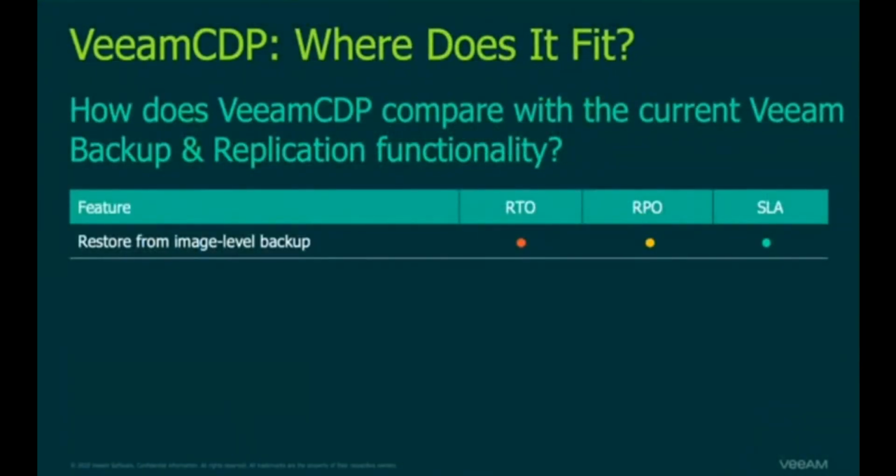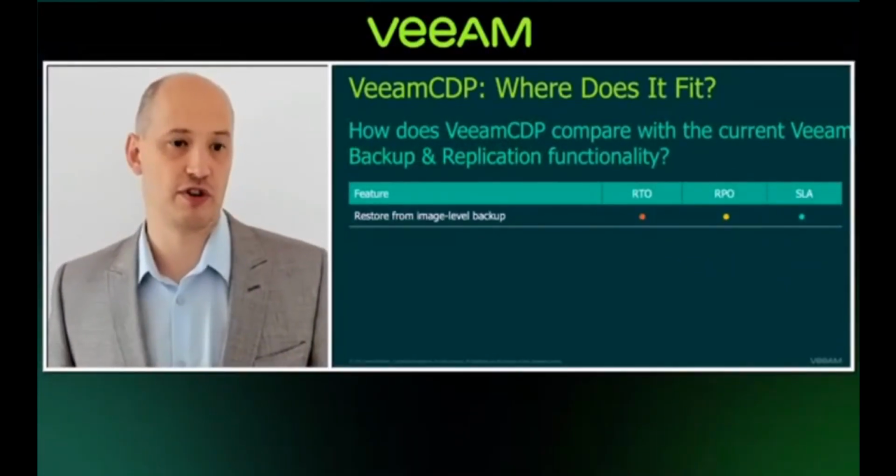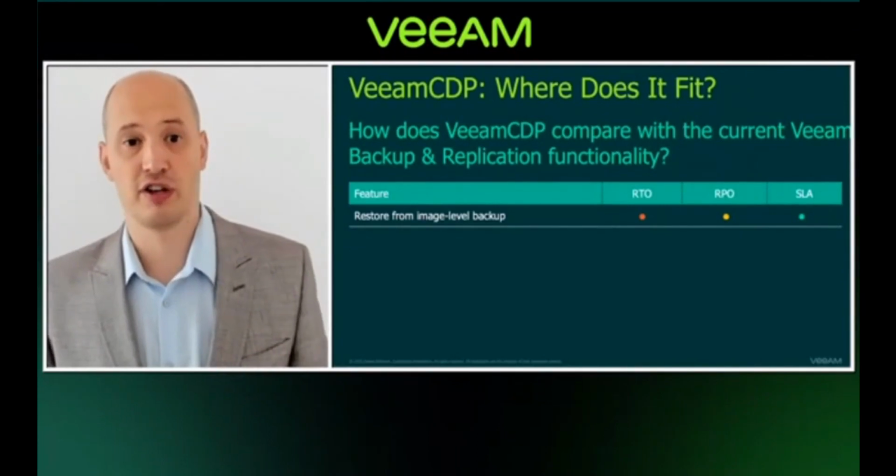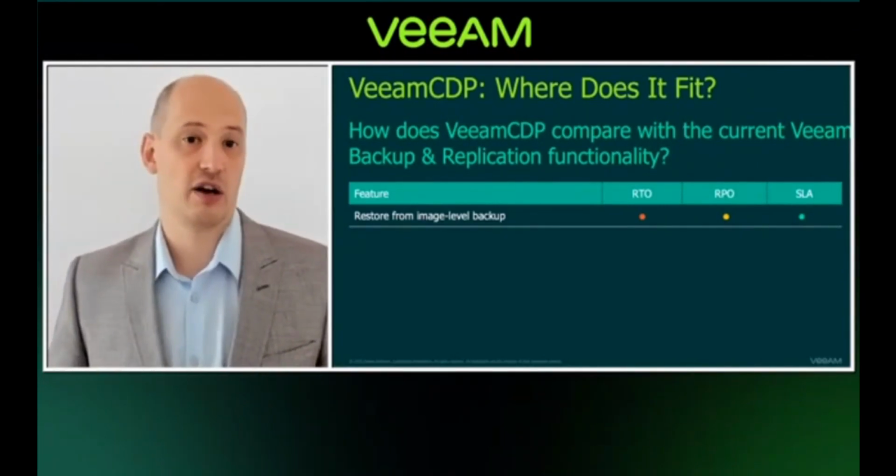Restore from image level backup, most obvious, most straightforward, right? Of course, it takes lots of time. If it's a very large VM, terabytes in size, then it takes hours easily, right? That's why RTO is red. RPO is yellow because, yeah, you can back up pretty often. I know some customers backing up every hour, every 15 minutes, it works, but it still can't go down to seconds. SLA is obviously yellow because you're running from production storage once you restore it, and there is no IO constraints there, right?